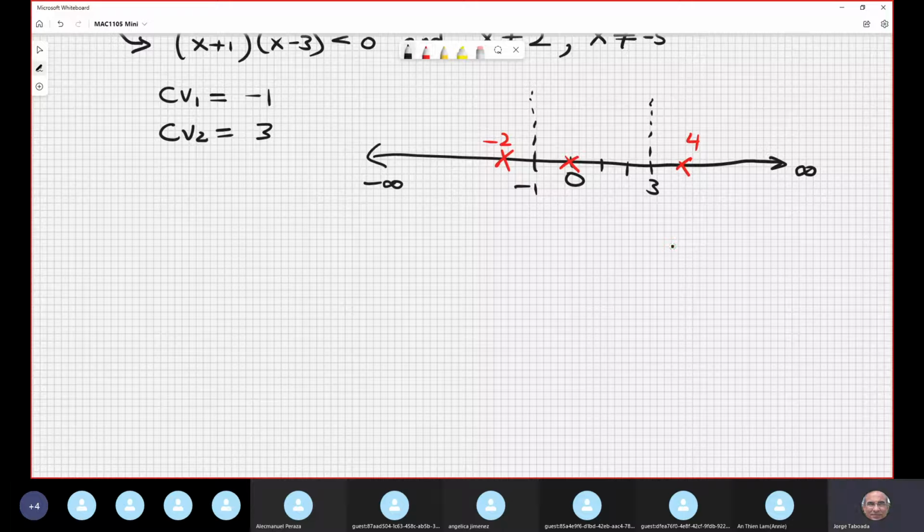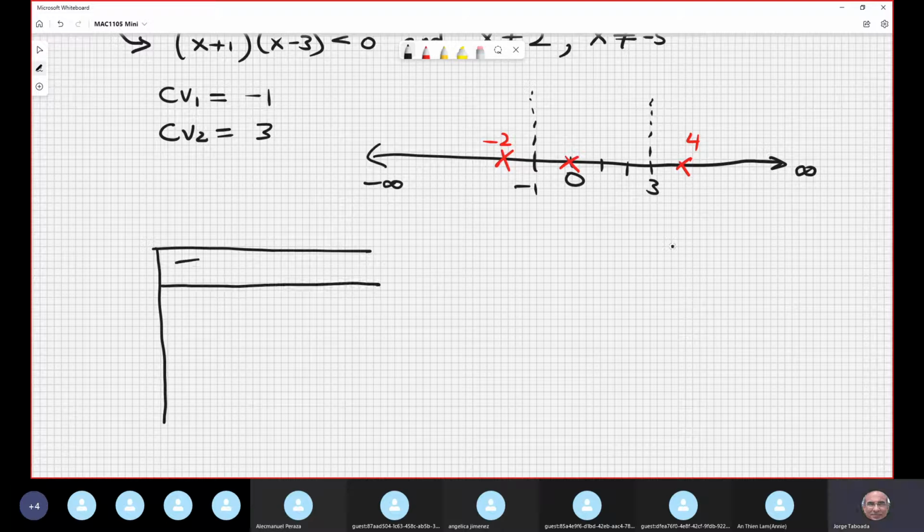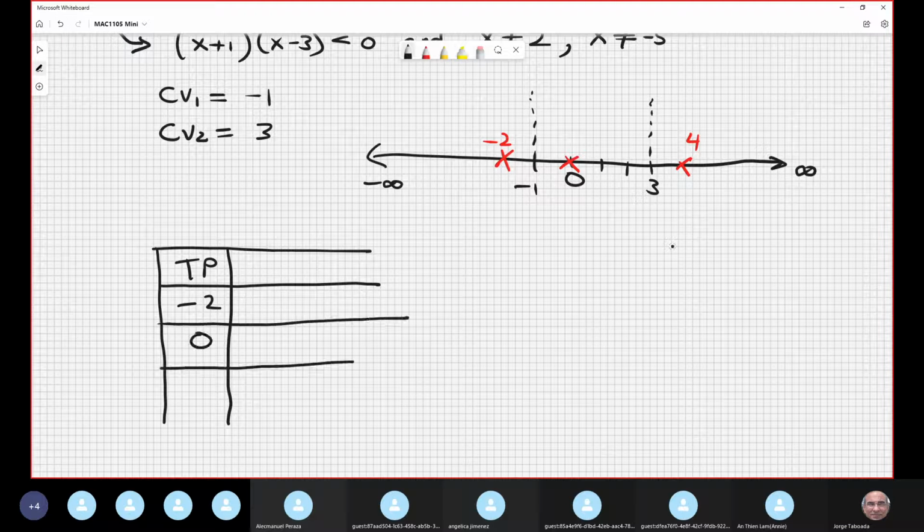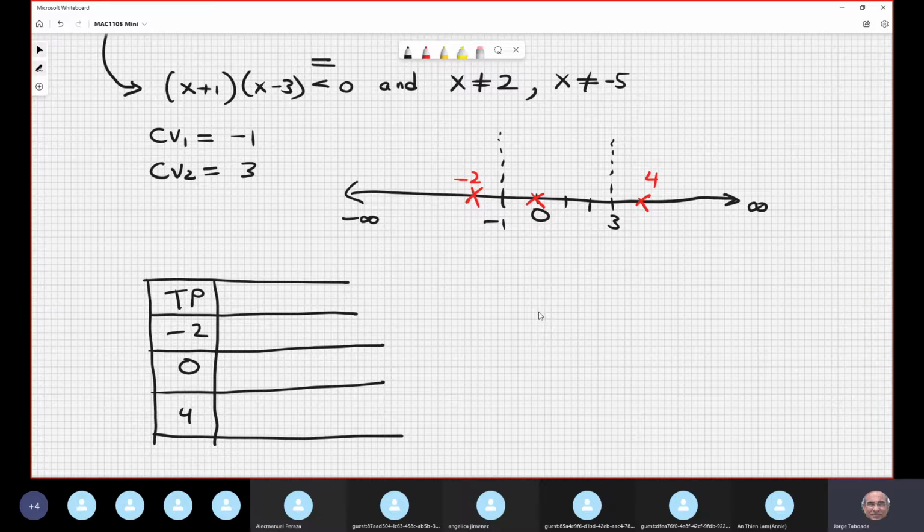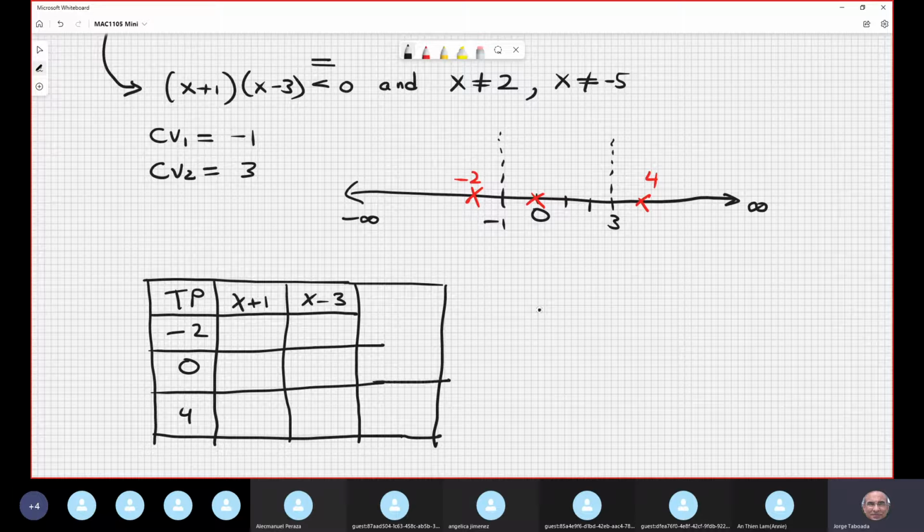Okay, the table to testing look like that. TP, testing points -2, 0, and 4. That's it. The column is the factor that we are testing. The factor that we are testing is x plus 1 and x minus 3, sorry. And one extra column in which you put the total sign.